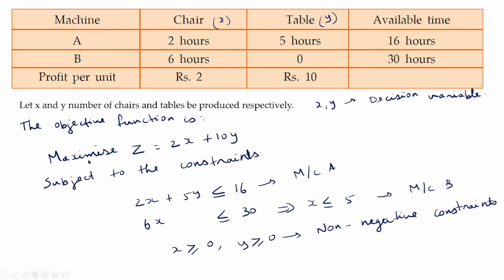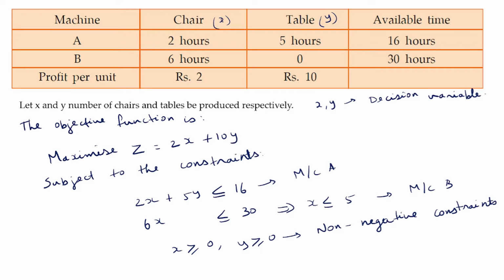So, the mathematical formulation is given by the objective function: maximize z is equal to 2x plus 10y, subject to the constraints 2x plus 5y less than or equal to 16, 6x less than or equal to 30, that is x less than or equal to 5, and x greater than or equal to 0 and y greater than or equal to 0. So, this is the mathematical formulation of the given linear programming problem.